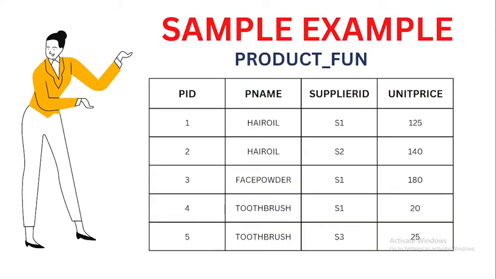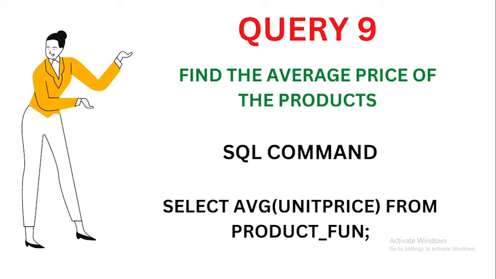Again the same example is there, product_fun with 4 attributes and 5 records. Now suppose the question is that we need to find the average price of the products. So average means what? You need to take the sum of all those products and divide by the total number of counts. So ultimately it is taking the combination of sum and count. Whatever sum there is will be divided by the count. So there are 5 records and the sum of all those costs is to be divided by 5, so that you will be getting the average value.